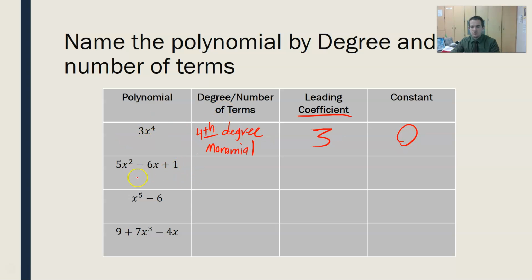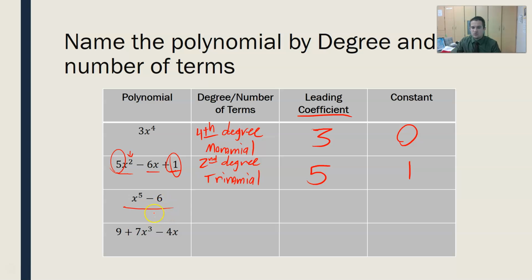Okay, next one. The degree of this polynomial is the largest exponent, which is a 2. So this is a 2nd degree polynomial. And how many terms are there? 1, 2, 3. So I'm going to call that a trinomial. This is a 2nd degree trinomial. What's the leading coefficient, or what's the very first number in front of the first variable? Well, that's a 5. So the leading coefficient is 5. The constant is the number all by itself without a variable, which in this case is 1.